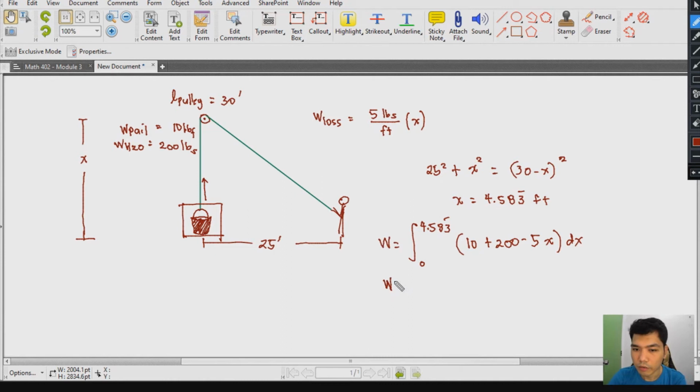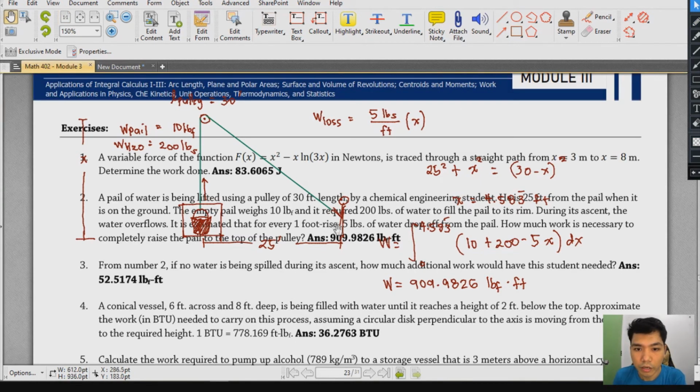So with this, the value of your work would be equal to 909.9826. So this is in terms of pound force feet. So let's check if this is the unit in your module. Okay, so this is the unit in your module.